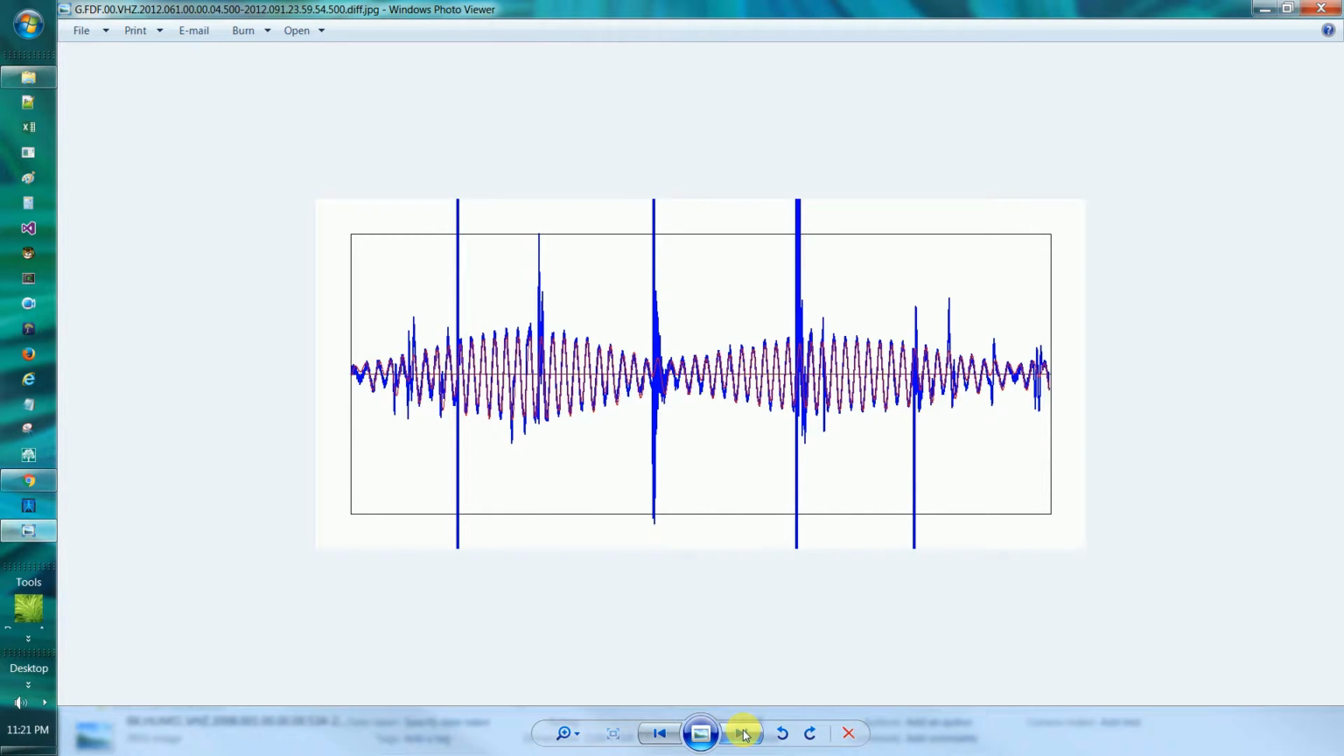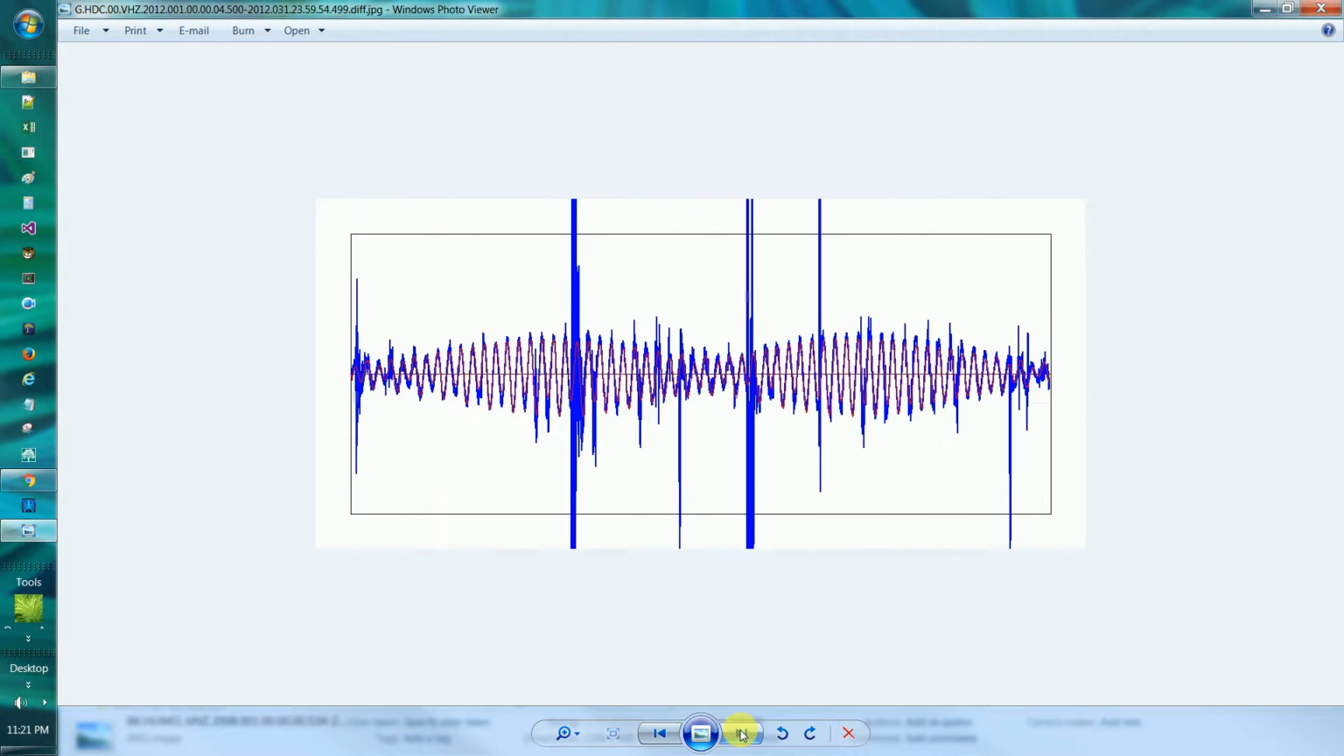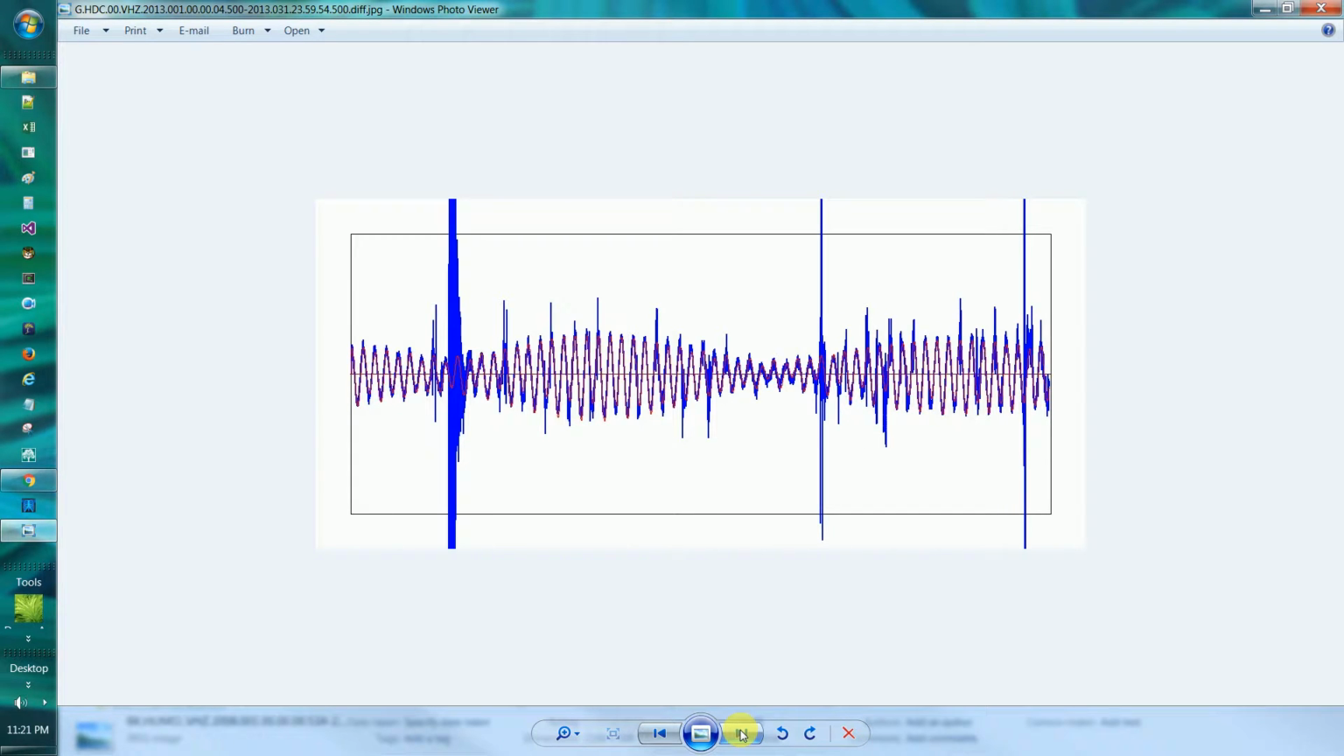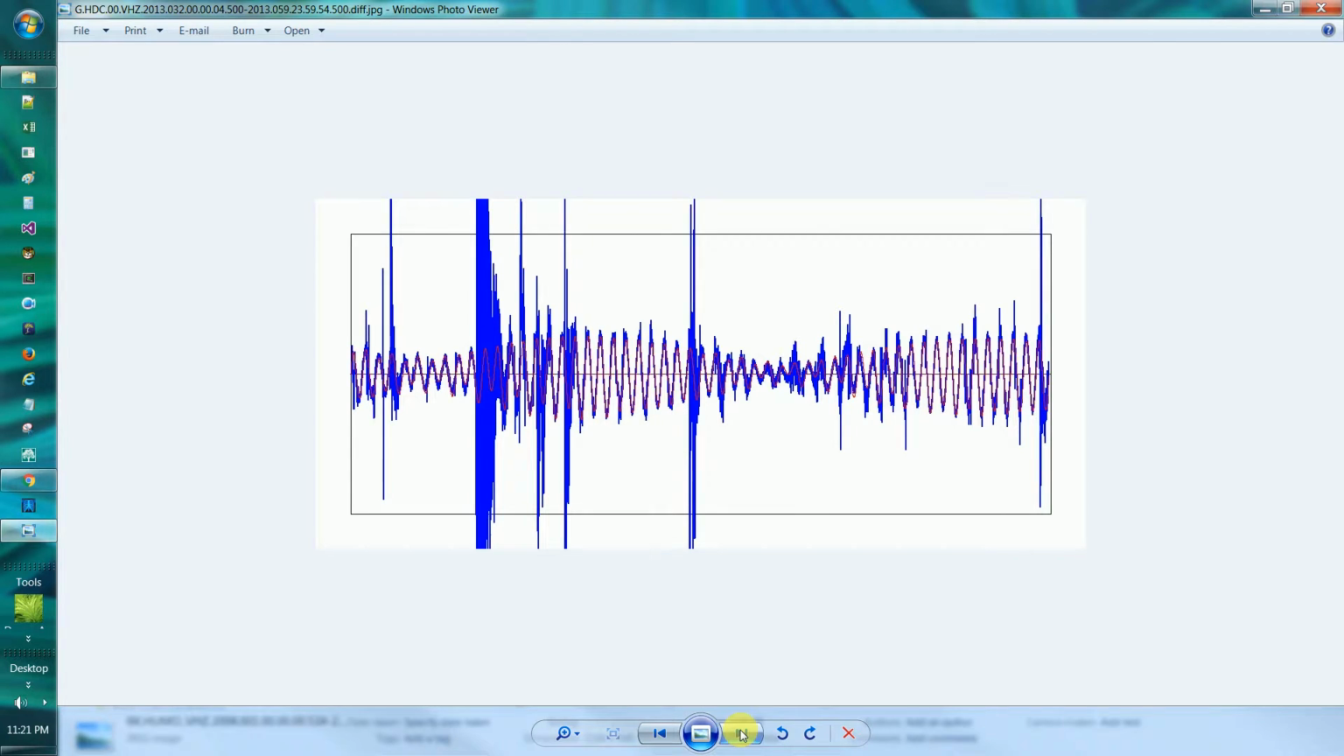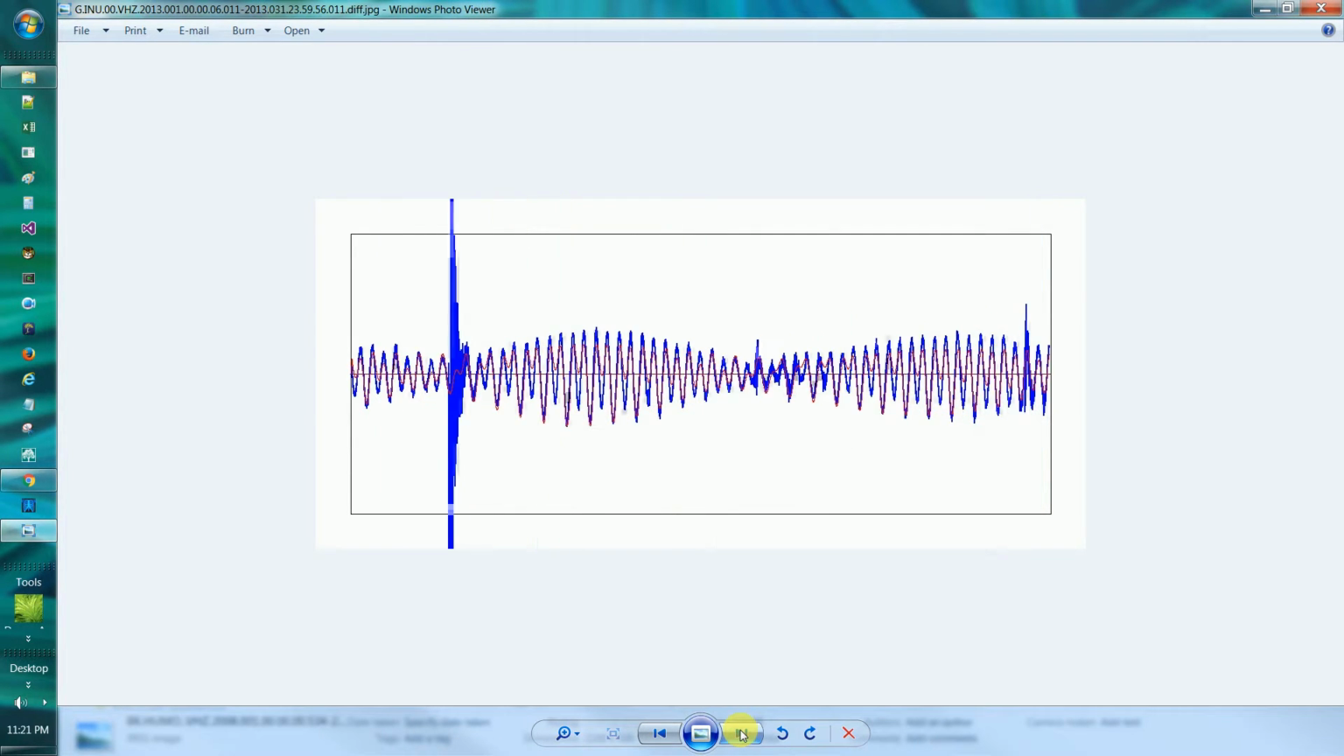So this is G.FDF, G.HTC. There are several G network seismometers that work very well in the Z. So I'm just kind of HTC, INU.